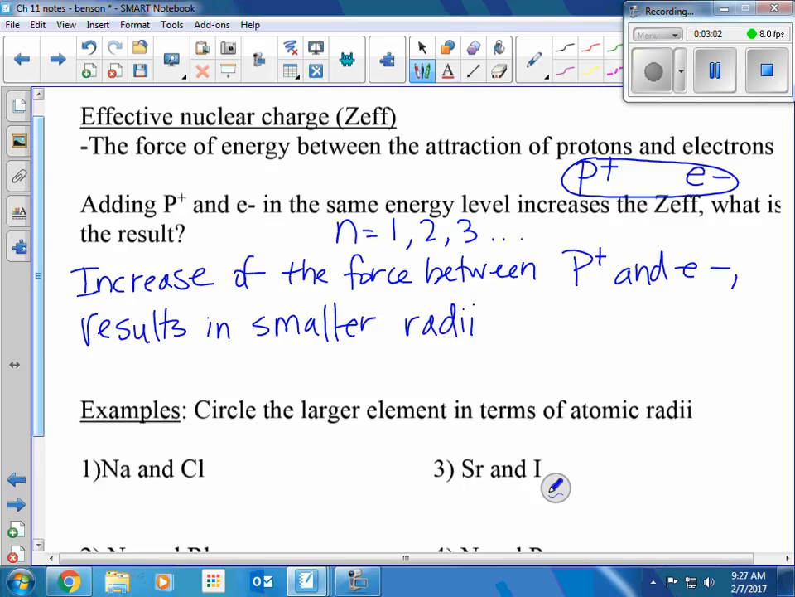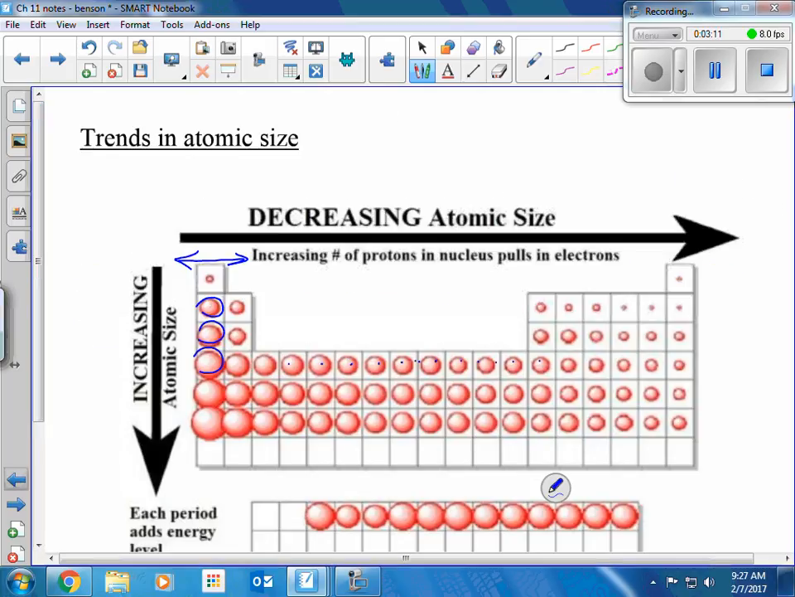So just as I talked about, it is that increase in force between the protons and electrons. It results in a smaller radii. So if we look back at this, you guys can see that n is equal to 1. As I go across, I have hydrogen, which is larger than helium, which is to the right. If n equals 2 and I go across in this manner, yes, I'm adding more protons and electrons as I go across, so that effective nuclear charge increases, pulling in those electrons.